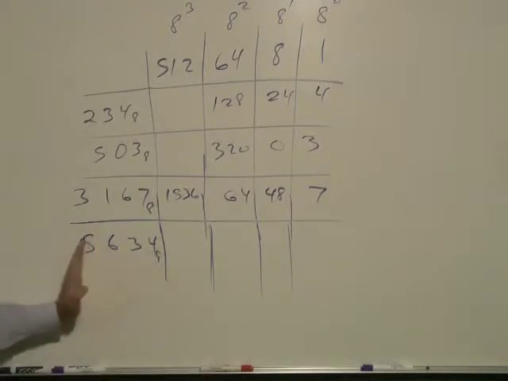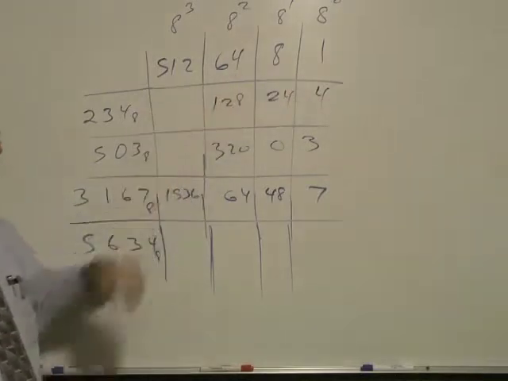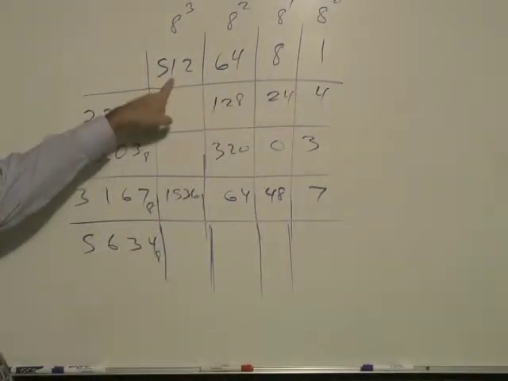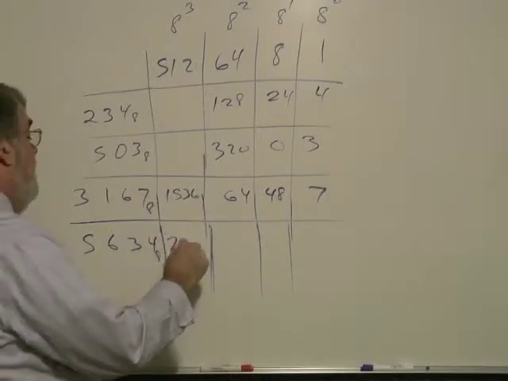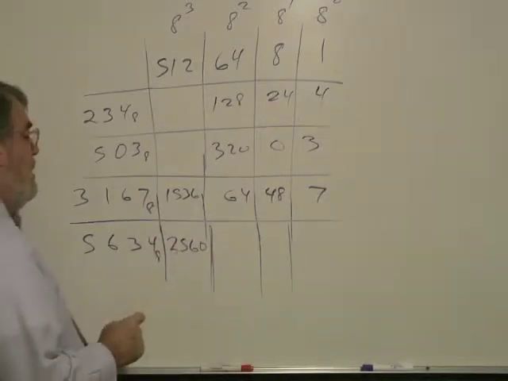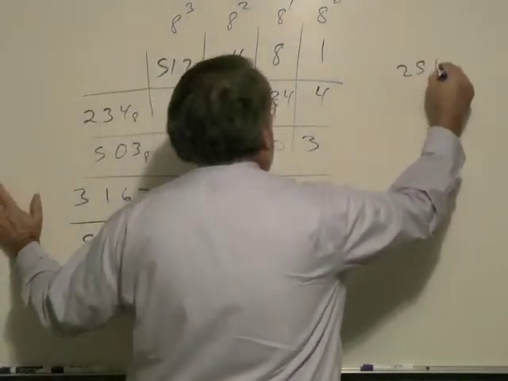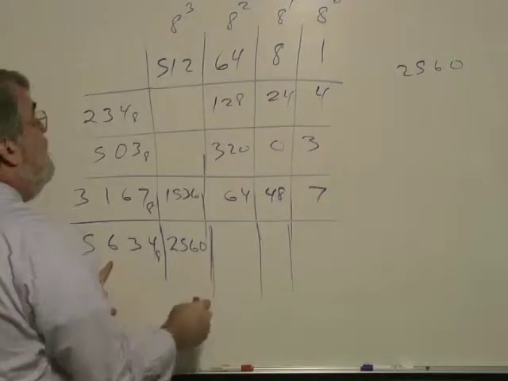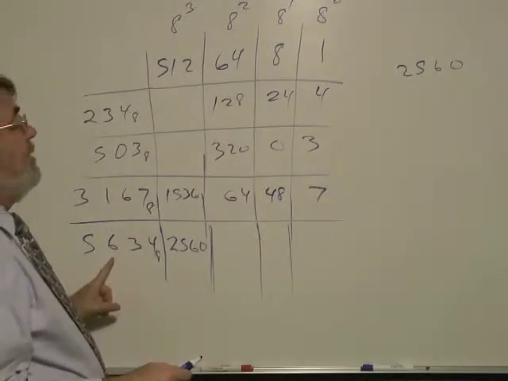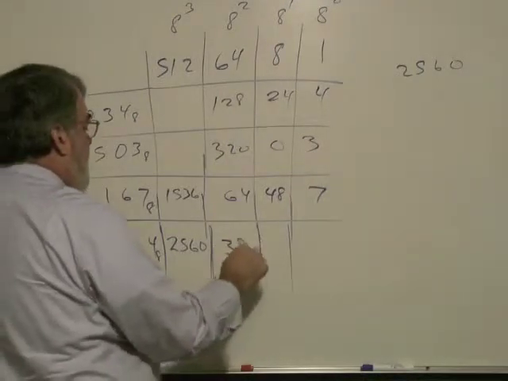Again, it's 4 places, so I only need this chart. 5 times 512 is 2560. I'm going to write it over here, 2560. 6 times 64, oh, what is that? 384, I believe. 384.